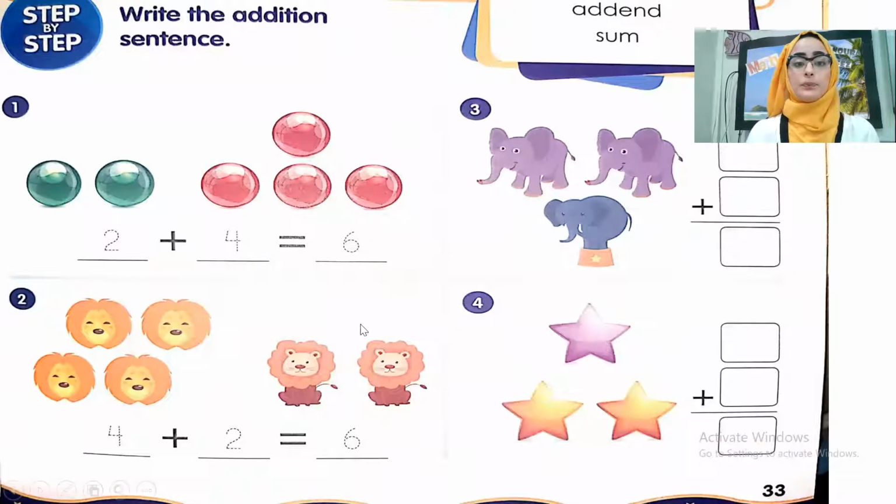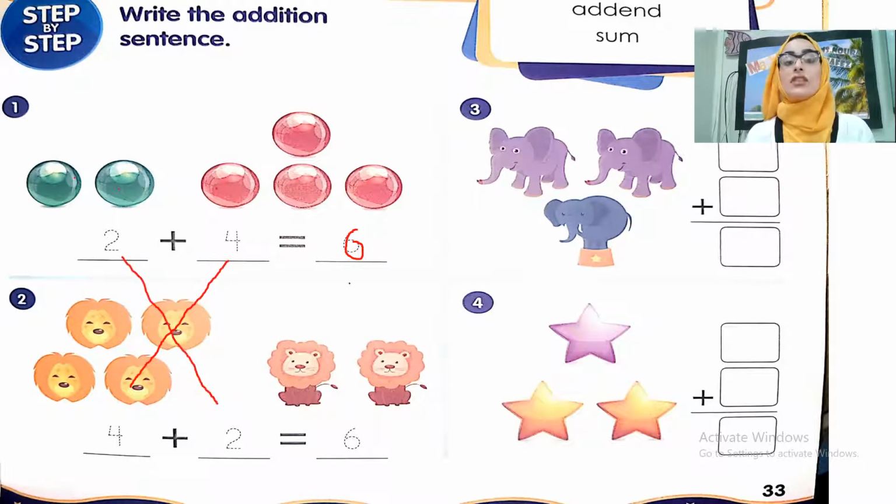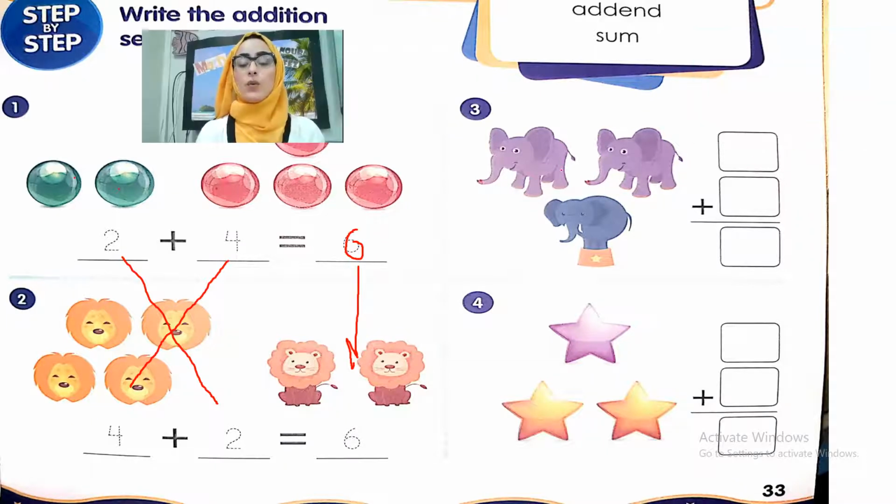Let's see here. I bring my pen. For number one and number two they did it, but I'll explain it for you. Here I have two green marbles with four more. The answer is just count: two and four make what? Six, perfect. Now if I switch the order of the addends, the answer will be the same. Here I have two different kinds of elephants: two wild elephants and one for the circus. Two plus one is three.